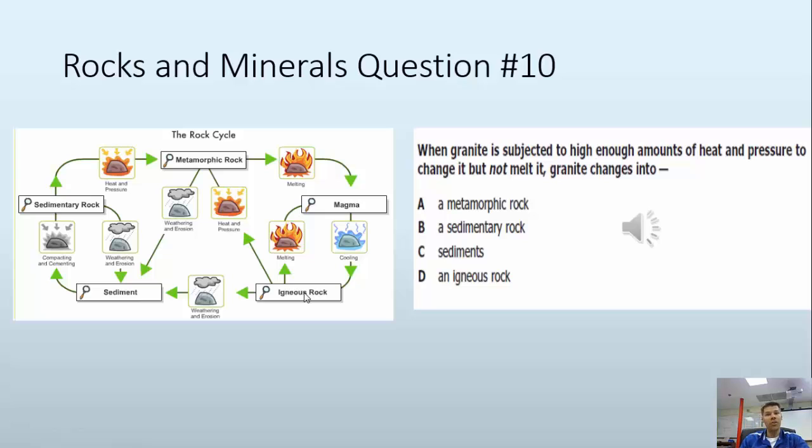Or it can find an underground chamber of magma, and it can get really hot and it can get baked. It can directly take some heat and pressure, and that would turn it into a metamorphic rock. So our answer here is when any rock is subjected to high amounts of heat and pressure, it's usually changed into a metamorphic rock.